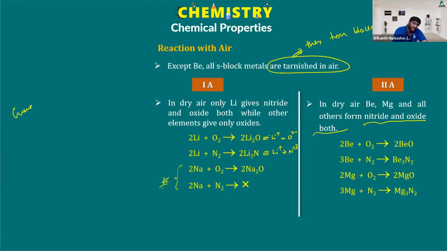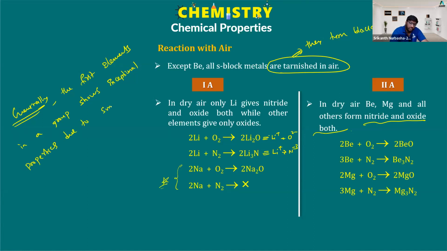Generally, we can say the first elements in a group show exceptional properties, due to small size, high charge density, and high polarizability, because they can attract the electron density present in the respective anions.